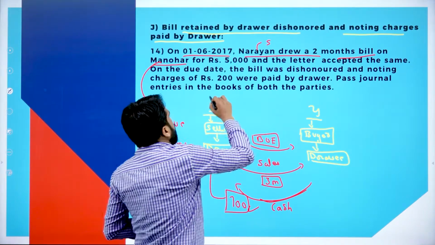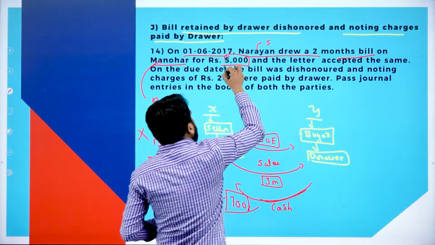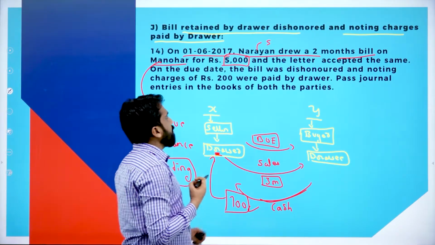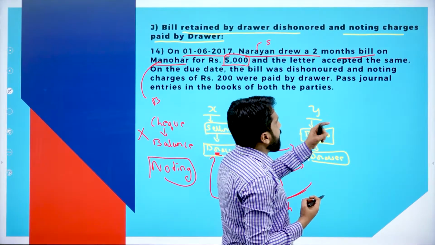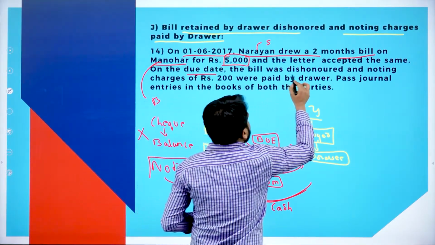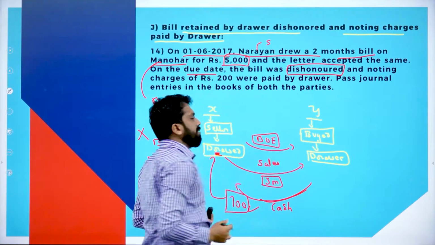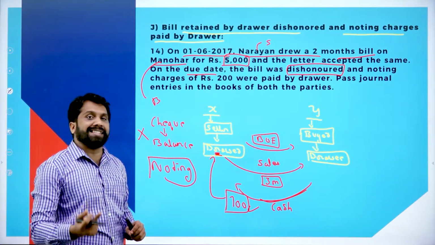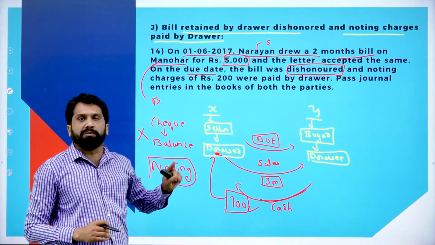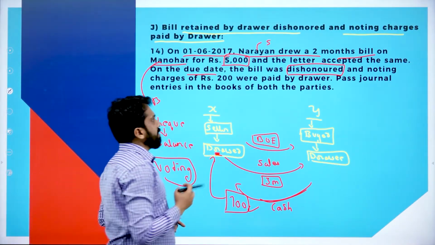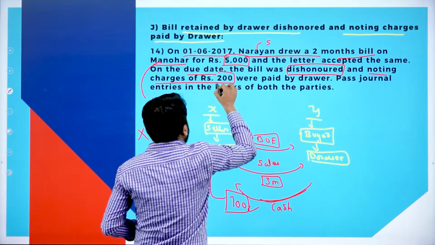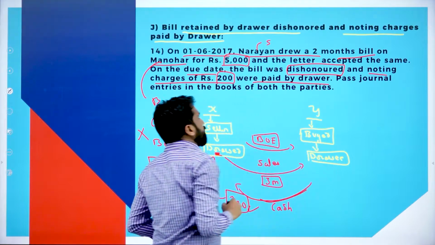Now, for rupees 5,000, the value of the bill is 5,000. The buyer accepted the same. On the due date, the bill was dishonored. As I told you, dishonored means cancelled. If there is no balance in the account, then the check will bounce. That is called dishonored. Now, noting charges of rupees 200 were paid by the drawer.